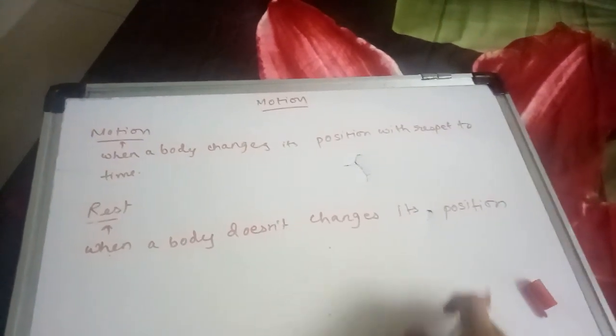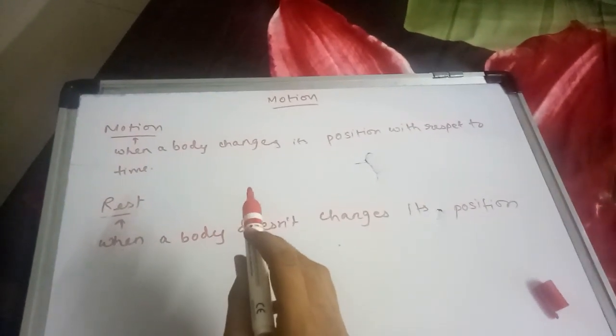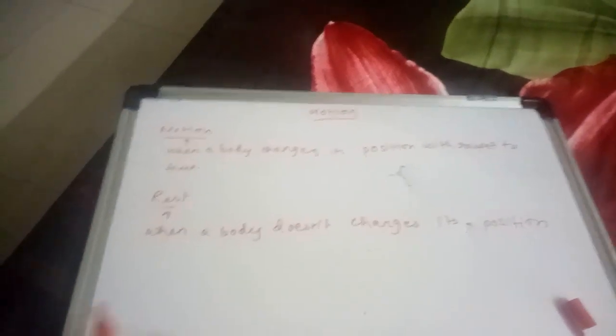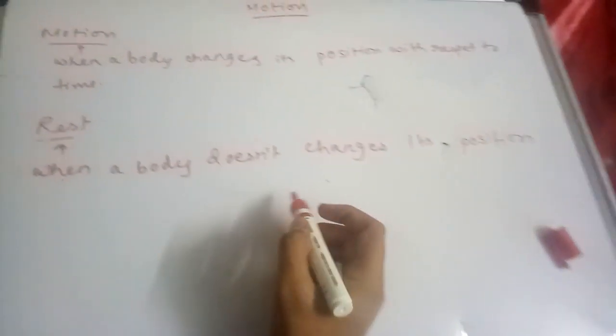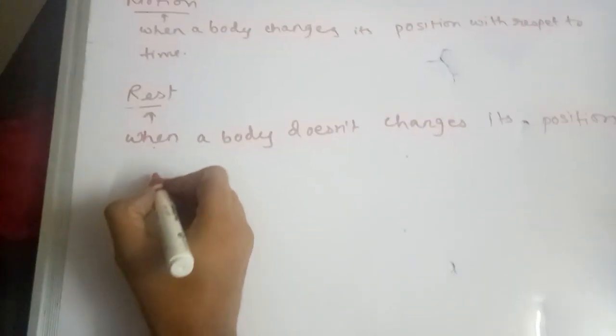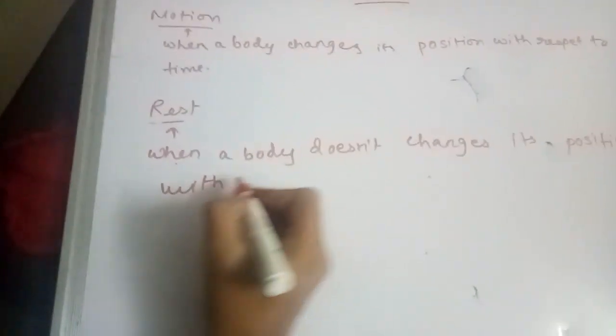Today I am going to tell you about Physics Chapter 1, Class 9, that is motion. What is motion? When a body changes its position with respect to time. What is rest? When a body does not change its position with respect to time.